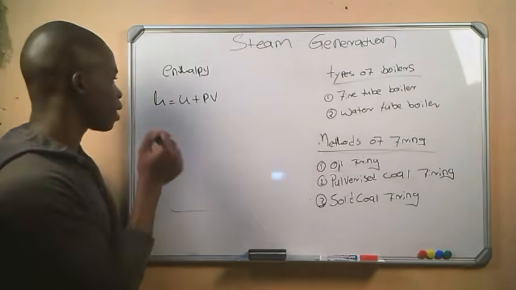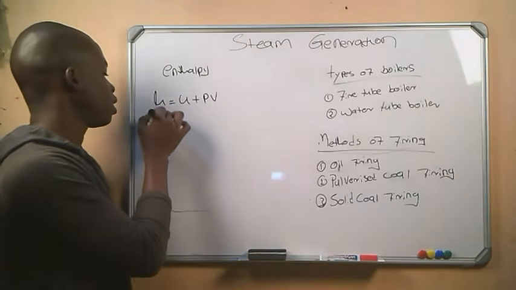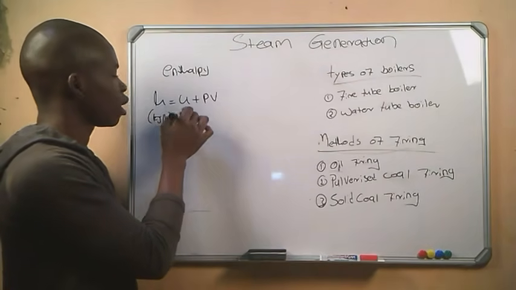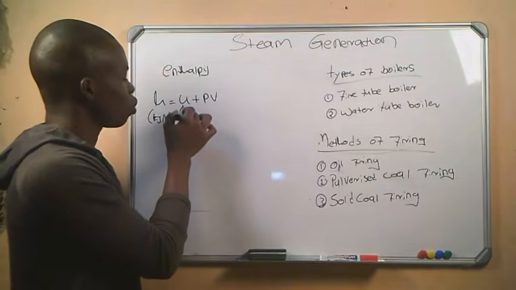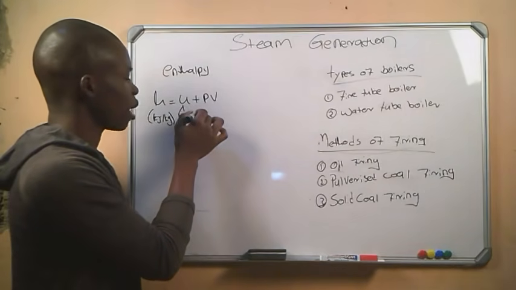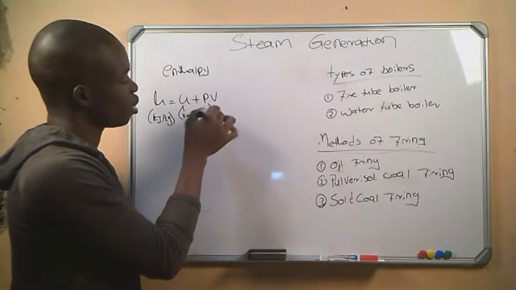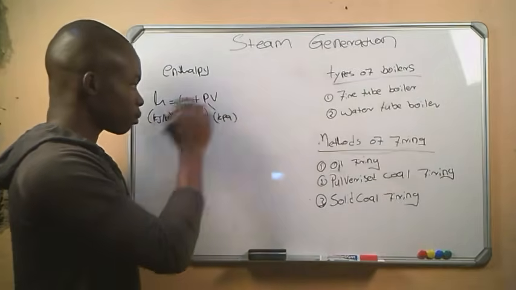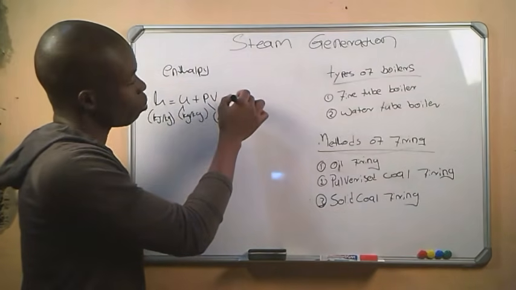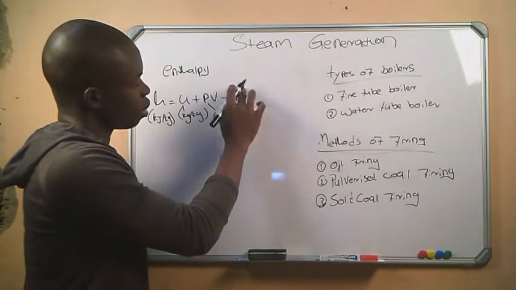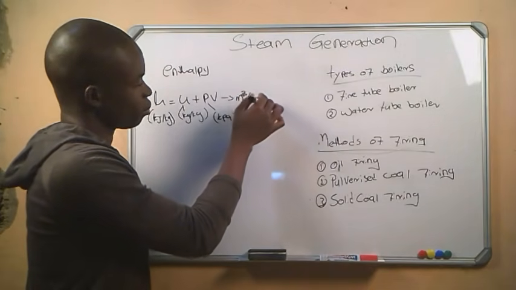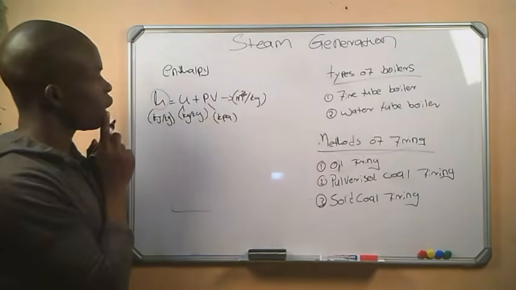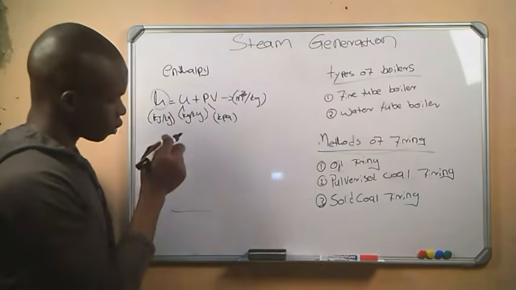where H is our specific enthalpy, in kilojoules per kg, and U, our internal energy, is also in kilojoules per kg. And then we have our pressure P, which is in kilopascal, and our volume V, this is our specific volume, which is in cubic meters per kg. Remember, H is the heat energy of steam.